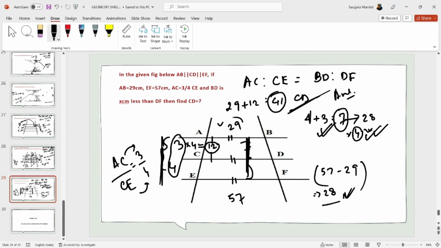The original distance between this gap is 12. So we can add the value of 12 to 29. Then we can easily find the value of CD. That is 29 plus 12, that is 41. The value of CD is 41. Is it clear to all?